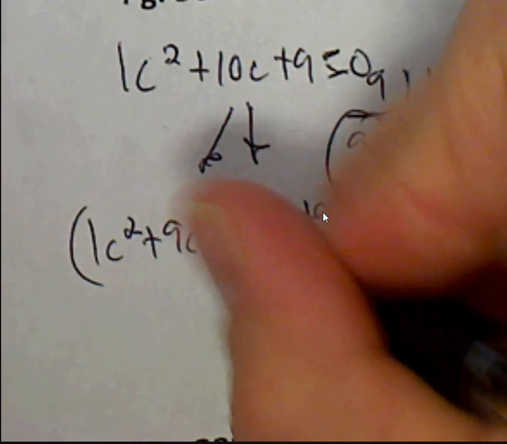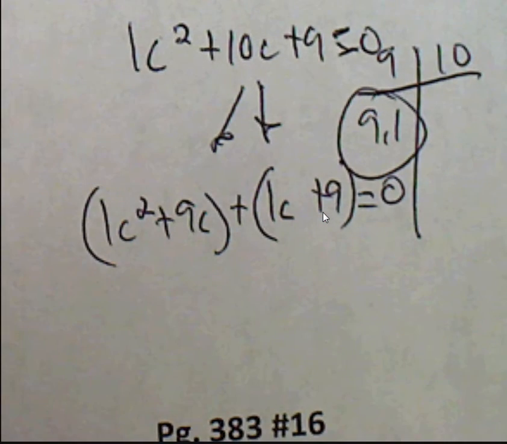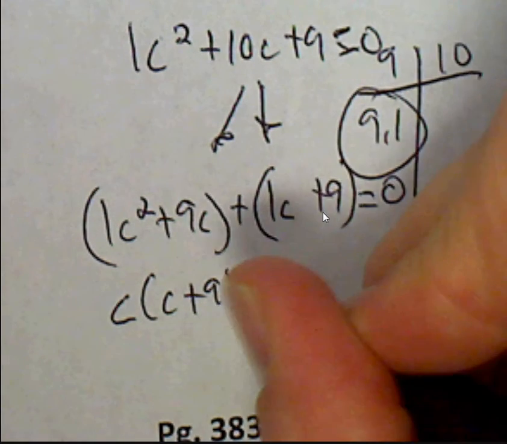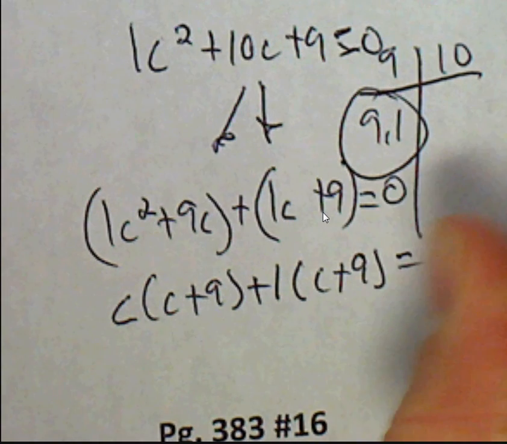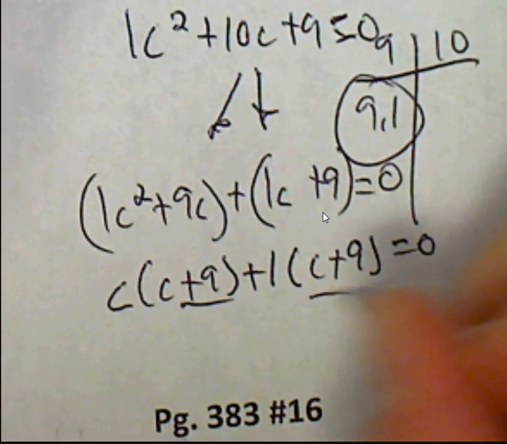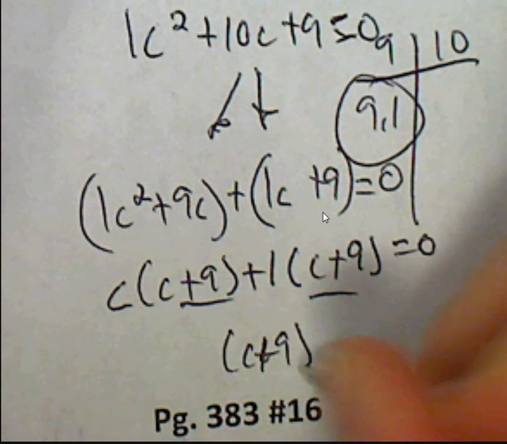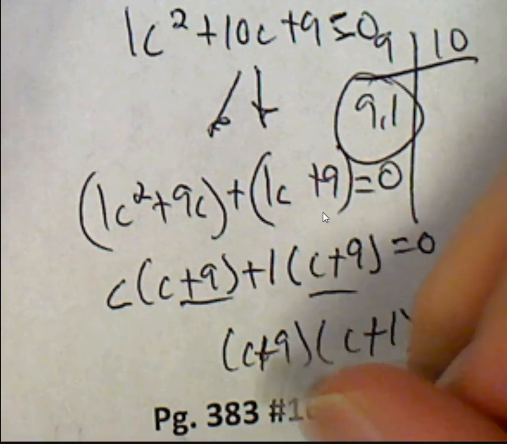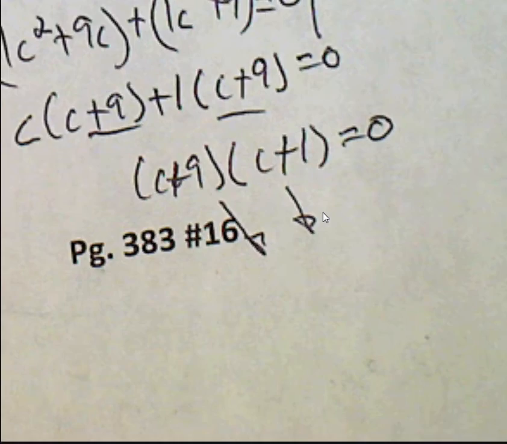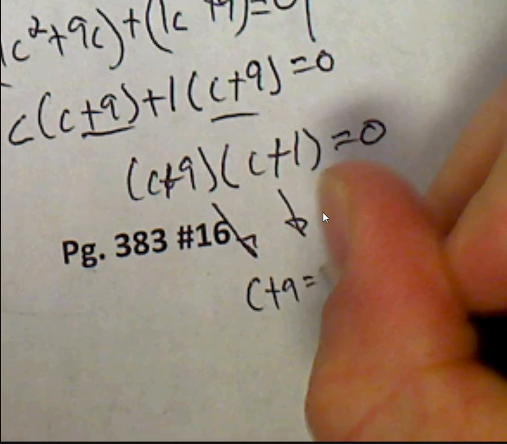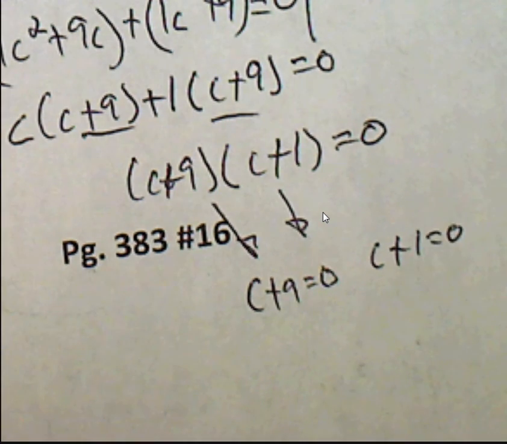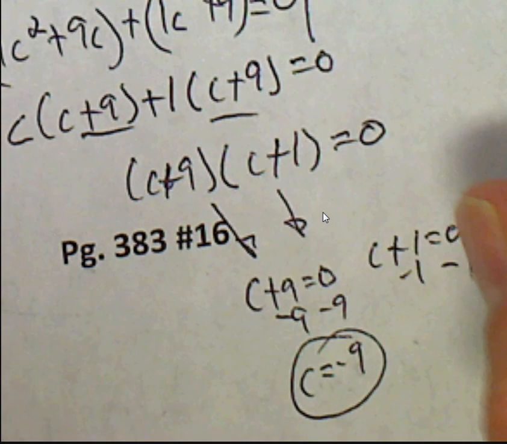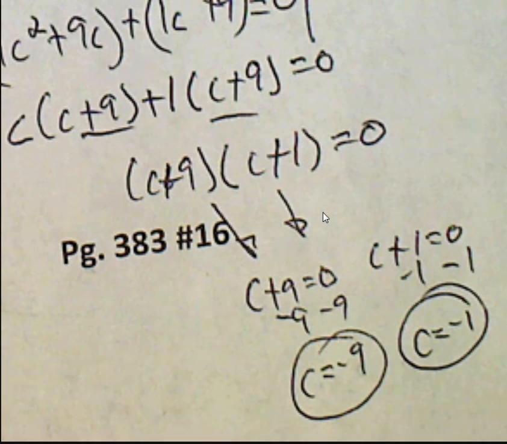I can go ahead and take out a c and then see what I can divide into the other one. If I take a c out, I'm left with c plus 9. Nothing can come out, so I put a 1 and I'm left with c plus 9 equals 0. c plus 9 matches, so I can take that out. I'm left with c plus 1 equals 0. Since I have an equals 0, now I can set each part equal to 0. c plus 9 equals 0 and c plus 1 equals 0. Minus 9 to both sides, so I'm left with negative 9. Minus 1 on both sides, so I have negative 1. That's what c could be.